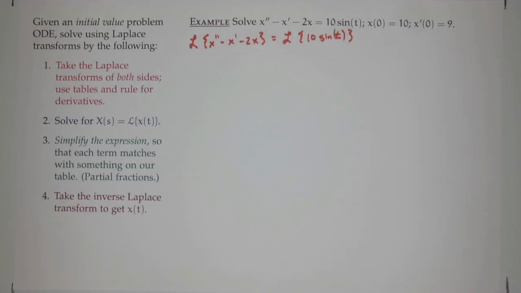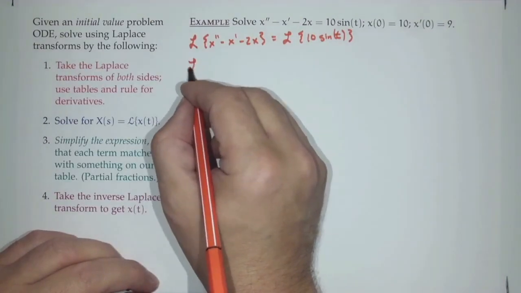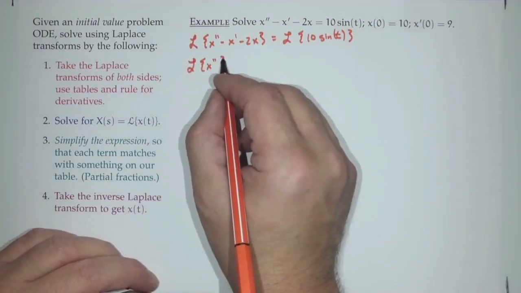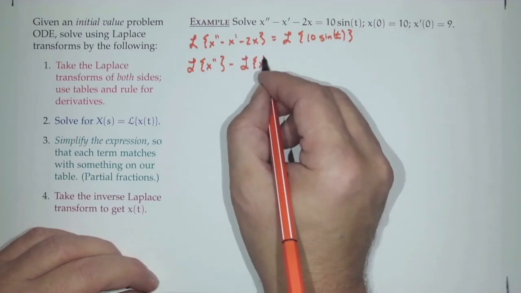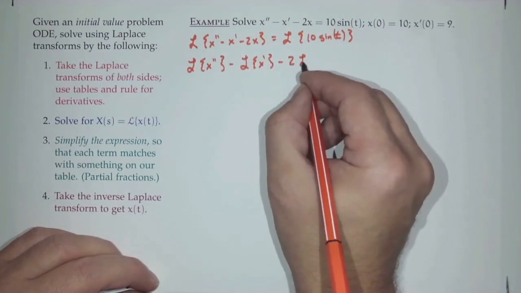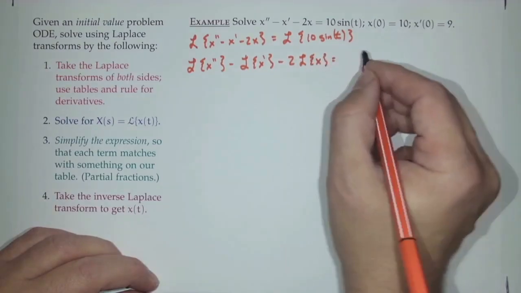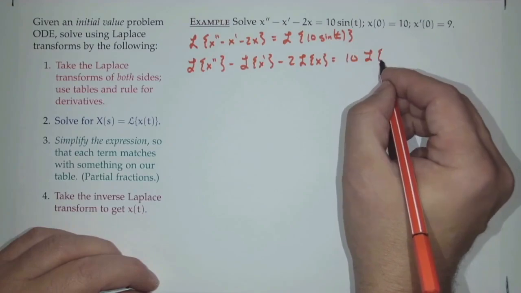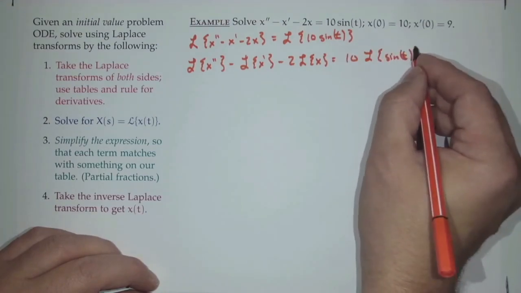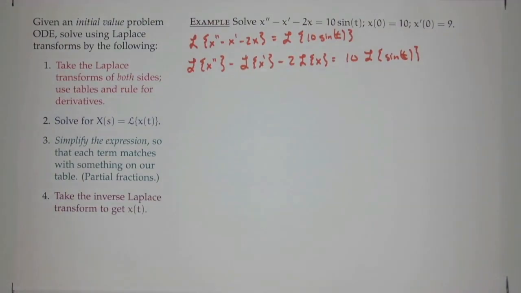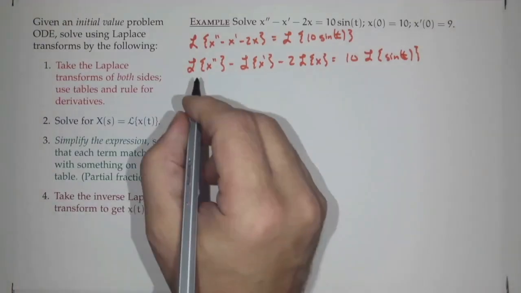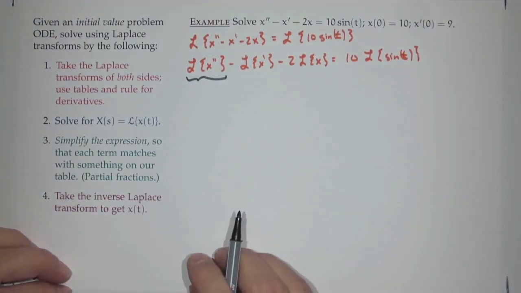No surprise there. We use the fact that Laplace transforms are linear and say, this is really the Laplace transform of x double prime minus the Laplace transform of x prime minus 2 times the Laplace transform of x. And that should equal 10 times the Laplace transform of sine of t. Okay. Let's go through and work on simplifying. So, what can we do with this first part? What does it become?